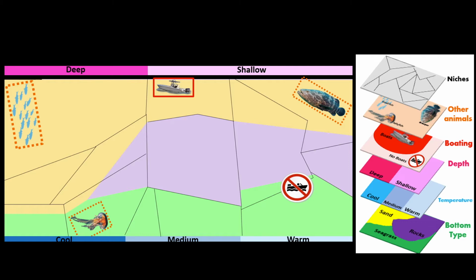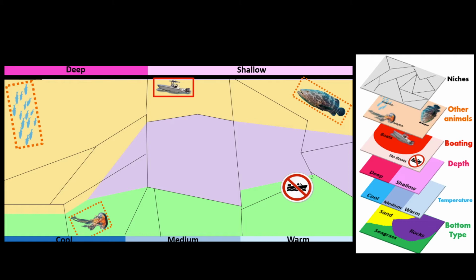But for today, it is absolutely a map that we made. And on the right there, you can see all of your different layers. You can see the bottom type, the temperature, the depth, boating, other animals, and then the niche. And if you look at the map, you can see where all of those things are reflected. So the yellow background, that's sand. The purple background, that's rocks. And the blue background, that's seagrass.